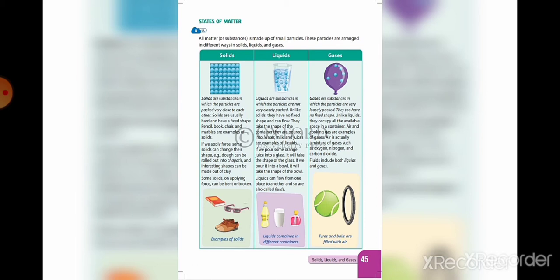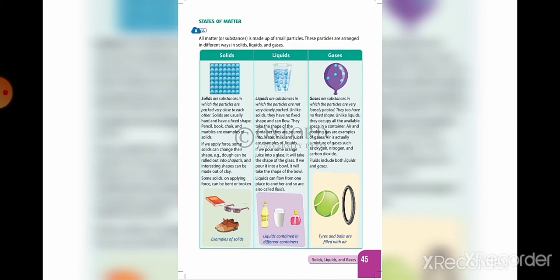Let us see what is liquid here. Liquids are substances in which the particles are not very closely packed, unlike solids. So in solids, the particles are very tightly packed, whereas in liquids, they are not closely packed. They have no fixed shape and can flow. They take the shape of the container. Water, milk and juices are examples of liquids.